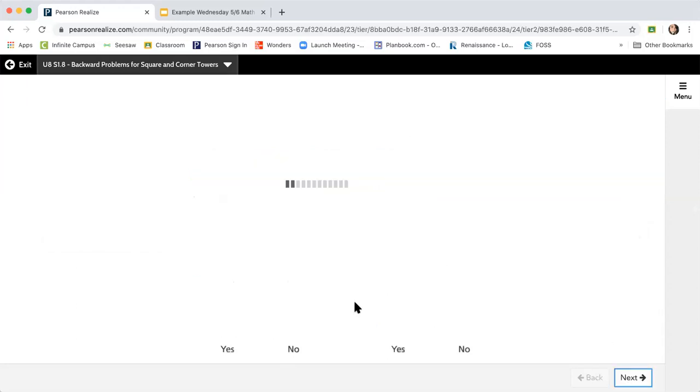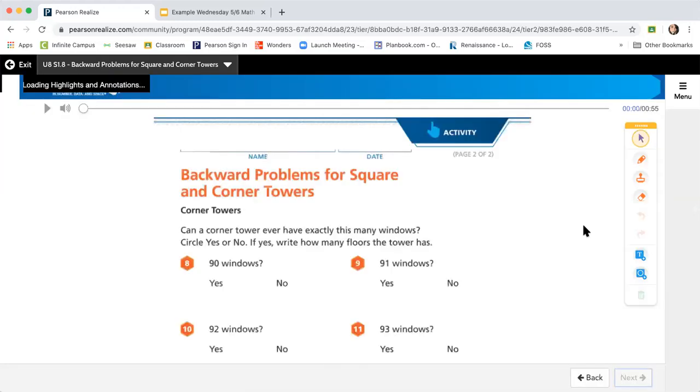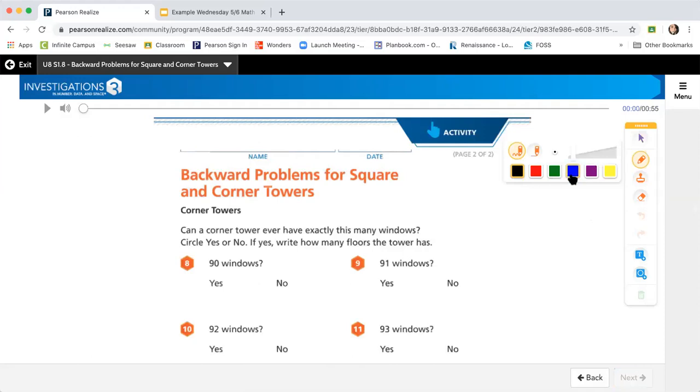And then the last one is about your corner towers. In your head, think about your corner towers. Your corner towers are three cubes that are arranged in an L shape. And if I'm going to use the formula, I have the number of floors times, let me think, how many windows are on the outside of that floor.